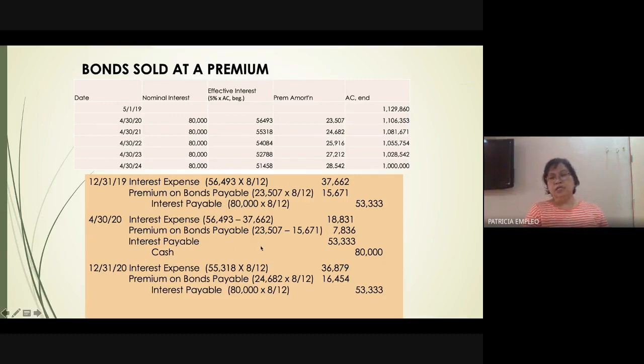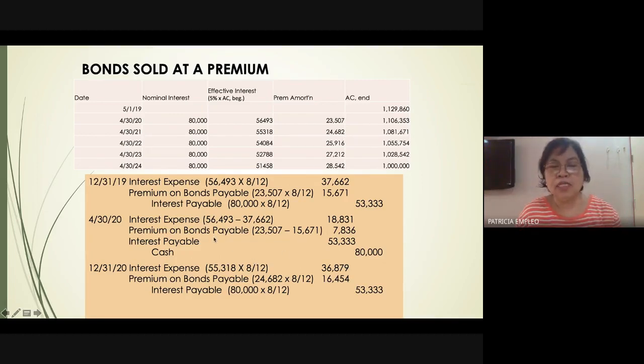Now the same process will be true at the end of 2020, wherein we need to update our accrued interest and the amortization of the premium. We are now entering the second period because the second period covers May 1, 2020 or April 30, 2020 to April 30, 2021. And then your effective interest from May 1, 2020 to April 30, 2021 is 55,318. And the premium amortization, again for the period April 30, 2020 to April 30, 2021 is 24,682.